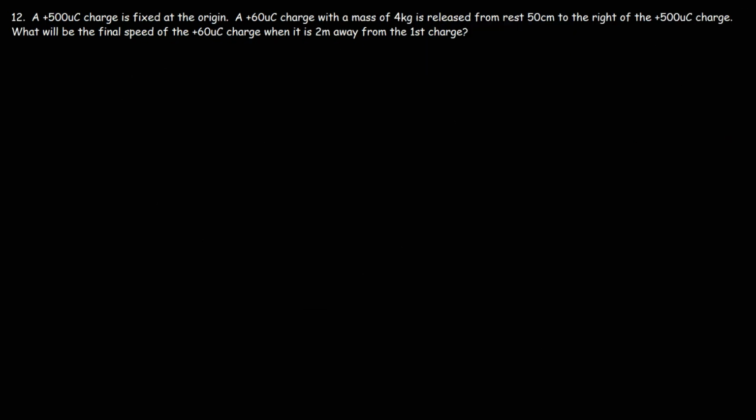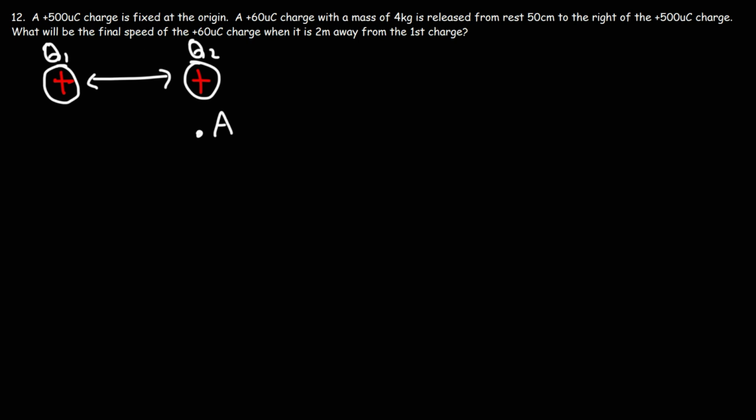So this problem is very similar to the last one, but with one key difference. Feel free to try this problem if you want to. So we have a 500 microcoulomb charge that is fixed at the origin, just like before. And there's another charge next to it. Let's call this Q1 and Q2. So Q2 is at point A right now. We're given the mass of Q2. It's released from rest 50 centimeters from the first charge.